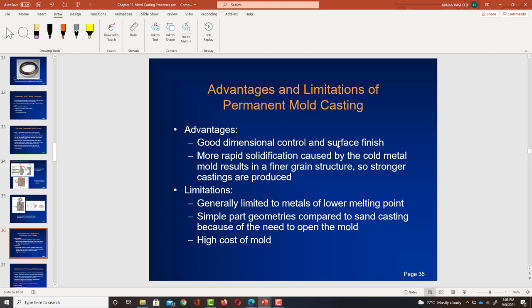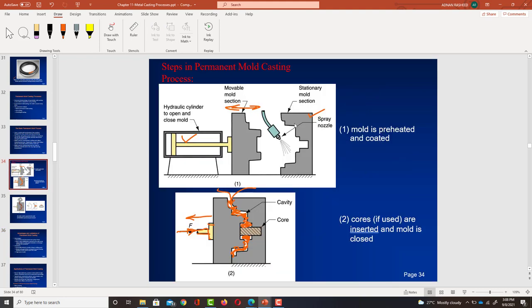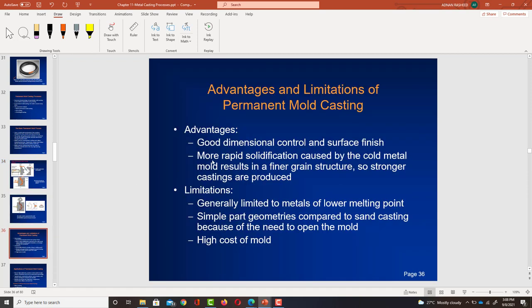What are the advantages of permanent mold casting? The surface finish will be good, because creating a metal pattern is difficult, but the surface finish of this metal pattern is so good that after the solidification process, you will get a part of higher accuracy. More rapid solidification caused by the cold metal mold results in a finer grain structure, so stronger casting will result.